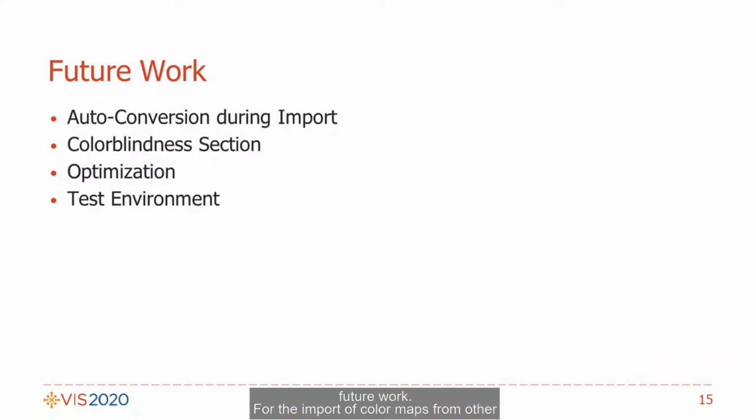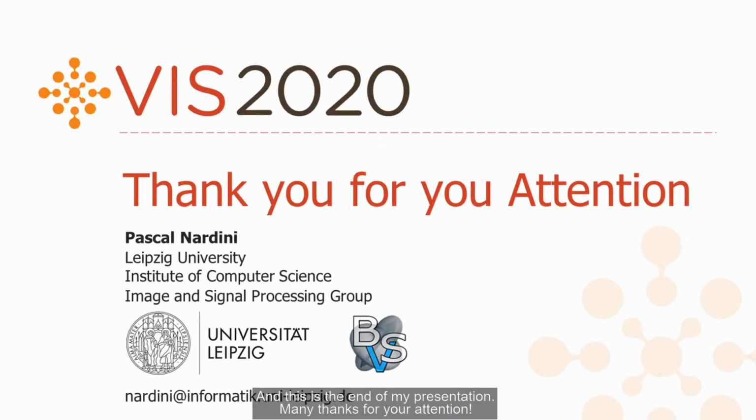For the import of color maps from other sources, we need an auto-conversion from the color map to the CMS structure. That means the algorithm has to identify key colors and unnecessary support colors. Next to that, we work on the implementation of color blindness simulation and automated optimization and a testing environment for our CCC tool. And this is the end of my presentation.